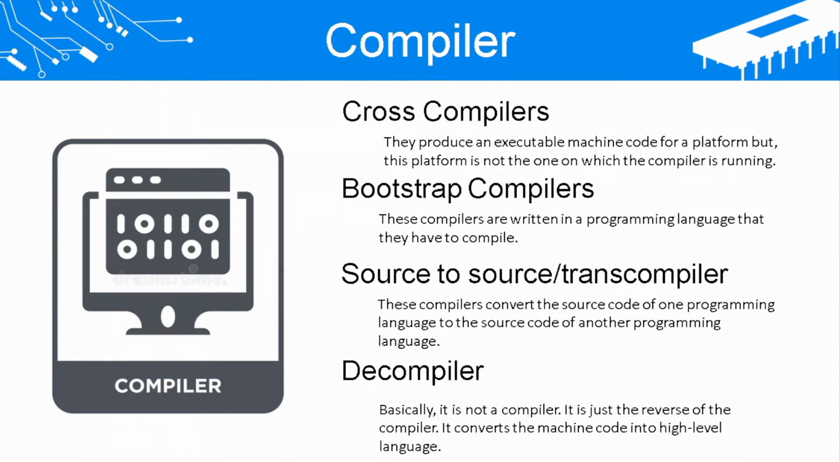Third, we have the source-to-source compiler, or transcompiler. These compilers convert the source code of one programming language to the source code of another programming language. Next, we have the decompiler. Basically, it is not a compiler; it is just the reverse of the compiler. It converts the machine code into high-level language.